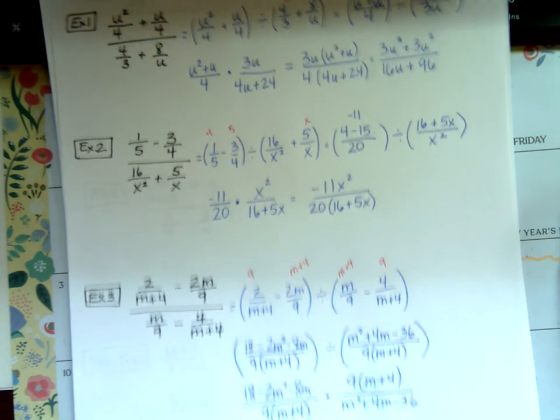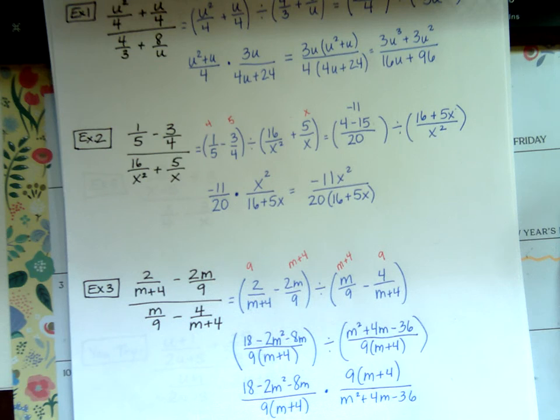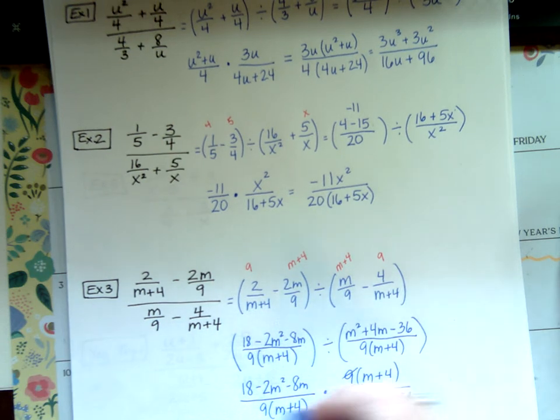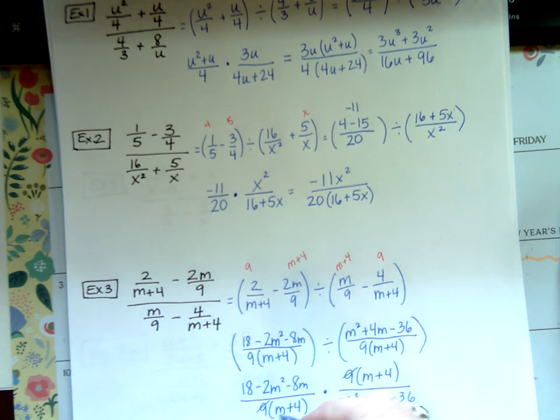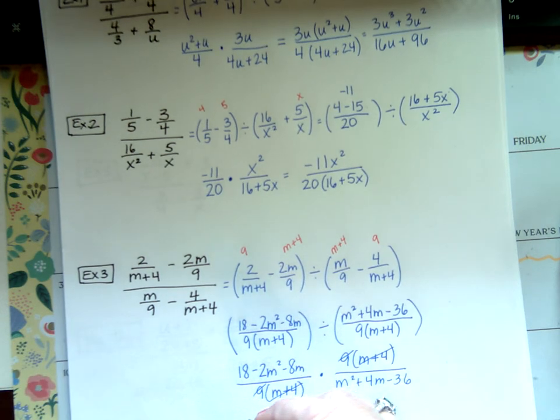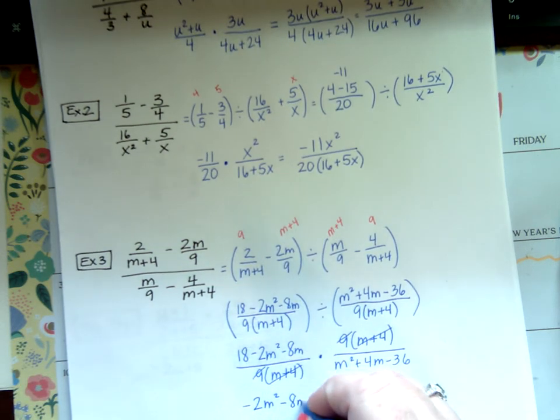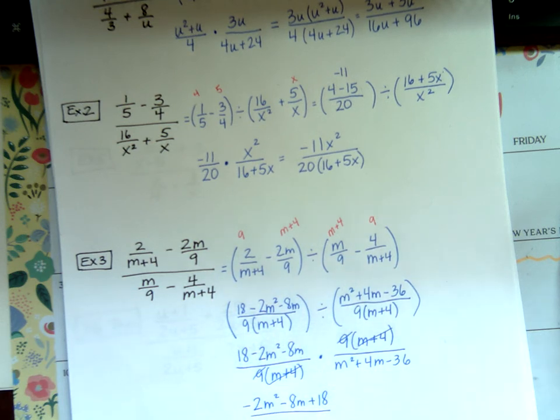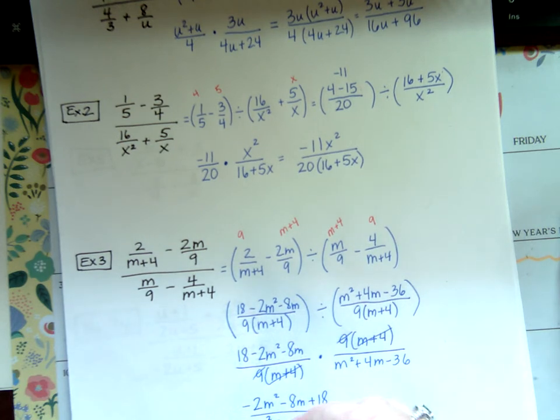You've got some canceling going on. We haven't had canceling happening yet. So I have a 9 on the top that cancels with the 9 on the bottom. I have an m plus 4 grouping that cancels with an m plus 4 grouping. And so what that leaves me with are these guys. Do you want to put it in descending order just because we are those people that need to do that? Negative 2m squared minus 8m plus 18 would be my top, and my bottom would be m squared plus 4m minus 36.